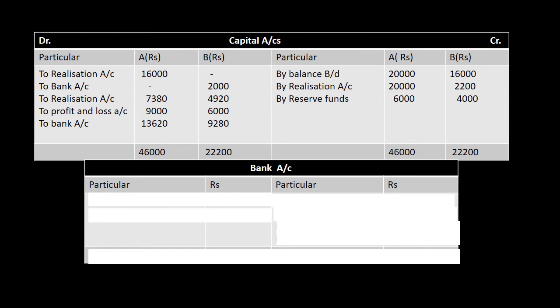First thing we will take from them is 16,000 and 2,000. That 16,000 is taken from A in respect of investment, and that 2,000 is taken from B in respect of expenses which he has to bear. In place of that, the firm made the payment, so the firm will ask him for the money.